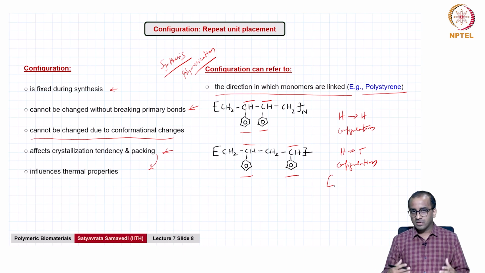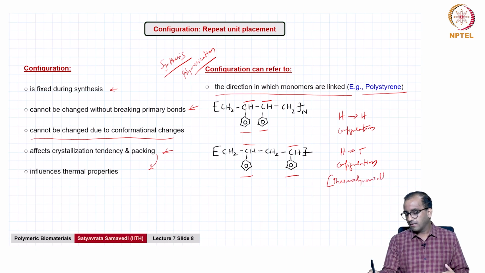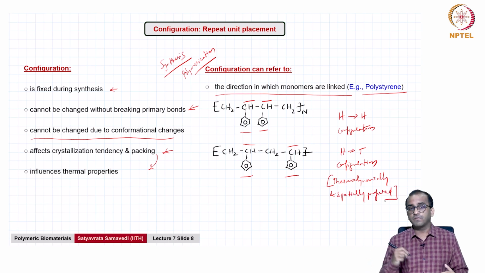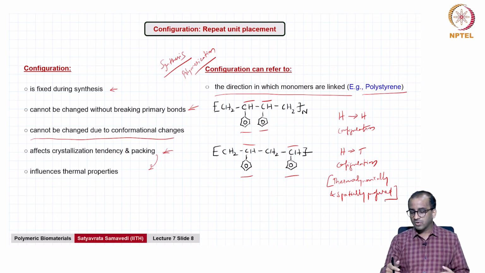And as you can guess very correctly, the head-to-tail is the thermodynamically and spatially preferred configuration, which means during synthesis most of what you will get will be the head-to-tail configuration. But as you clearly see, they are not the same, and the only way for me to get one from the other is to break the primary bonds, and that is not possible.